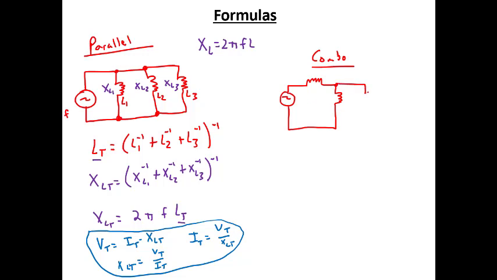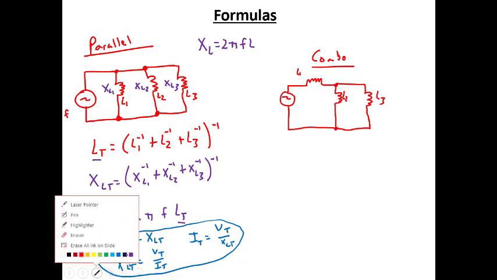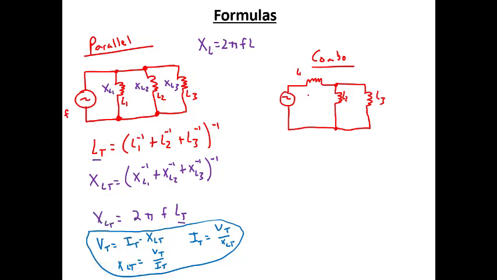So when we get to this type of circuit, we'd have L1, L2, and L3. We would also have X sub L1, X sub L2, X sub L3. So each inductor will have an inductance and inductive reactance.